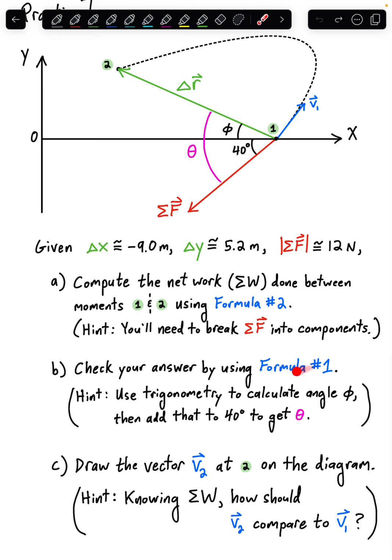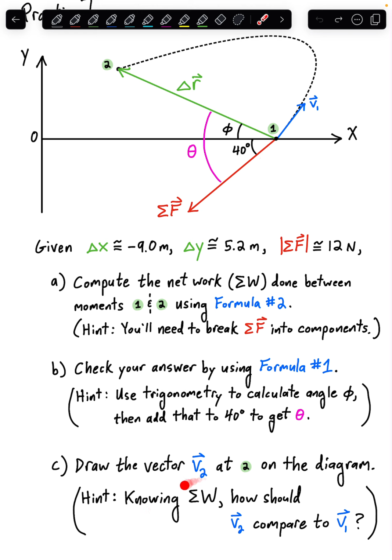Here now, you're going to need to use trigonometry to calculate angle phi, so that once you know what angle phi is, you can add it to that 40-degree angle to find angle theta there, since you'll need this magnitude and that angle to use formula 1. And your result should agree with what you got from A. And then last, I would like you to just sketch vector v2 at moment 2 on this diagram, thinking about what direction that velocity vector should point and how big it should be compared to v1.